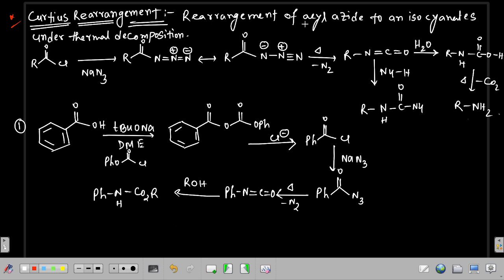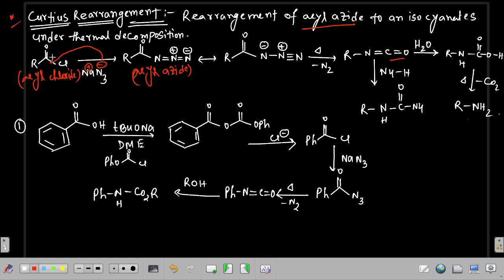Our next example is the Curtius rearrangement. This is a rearrangement of an acyl azide to an isocyanate. This is acyl azide to an isocyanate. This is isocyanate. Under thermal decomposition, we'll start with acyl chloride. This is acyl chloride. This acyl chloride undergoes reaction with sodium azide. Sodium azide is present as azide ion.